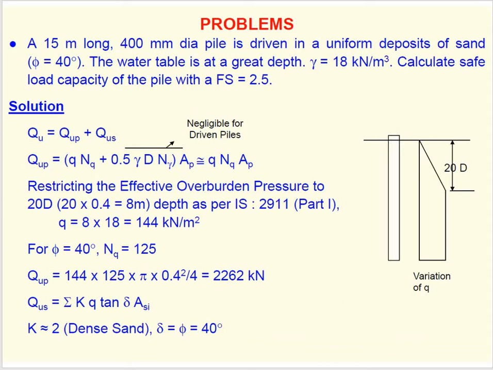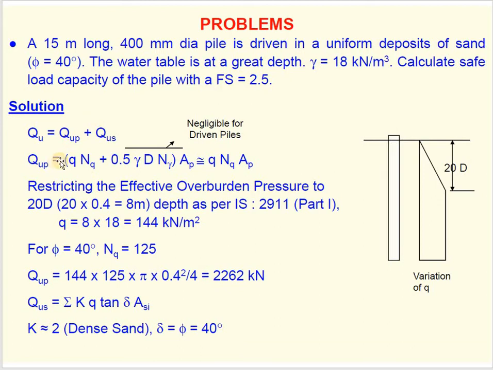So here you know the ultimate load is actually the combination of the end bearing resistance and the frictional resistance. So in this equation, let QU be the ultimate load, QUP the end bearing resistance, and QS the frictional resistance. Let us consider like that.